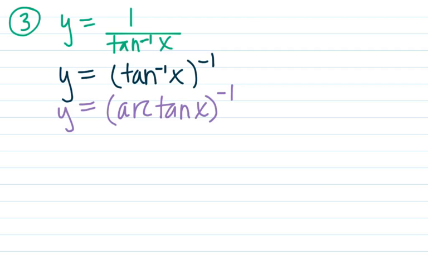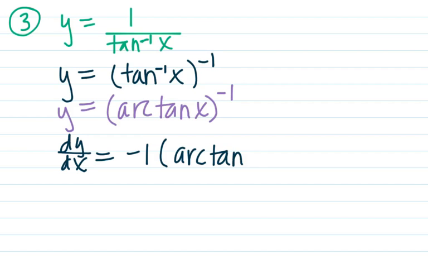Alright, so now I'm going to do the derivative using the chain rule. So negative 1 comes down, multiplies by arc tan x, becomes power of negative 2. Then I multiply by the derivative of the inverse tangent function, so 1 over 1 plus x squared.